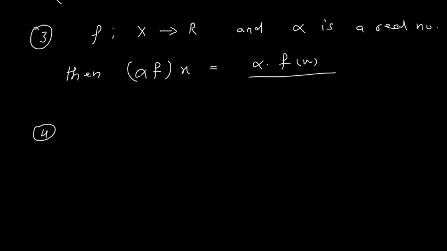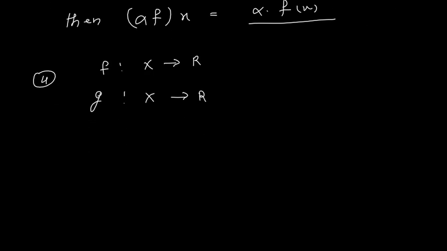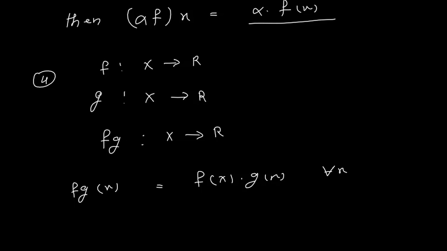I can also multiply two functions. So if I have one function from X to R and I have another function from X to R, then I can define the product of these two functions as fg. Now when I write fg, that means I am defining the product of these two functions from X to R such that (fg)(x) equals f(x) into g(x) for all x belonging to your set X.